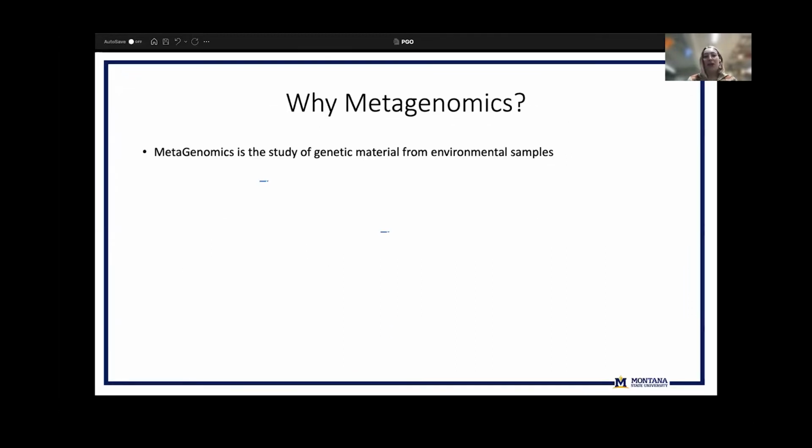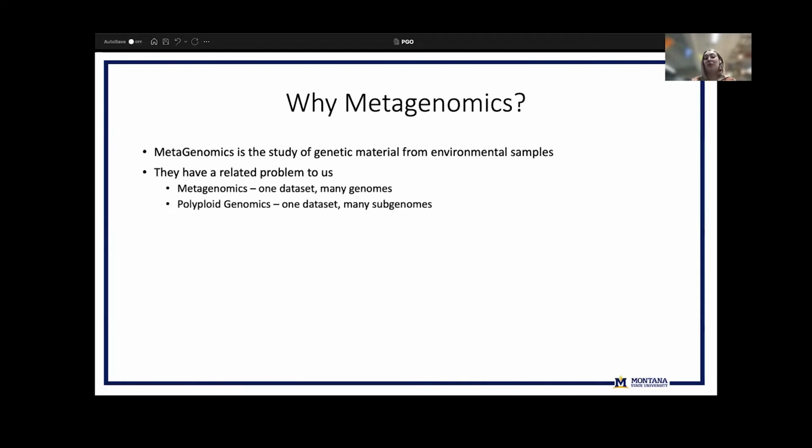There we go. Right. So why metagenomics? This is a Planck conference. Why am I bringing metagenomics into this? Well, metagenomics is the study of genetic material from environmental samples. They actually do have a related problem to us.